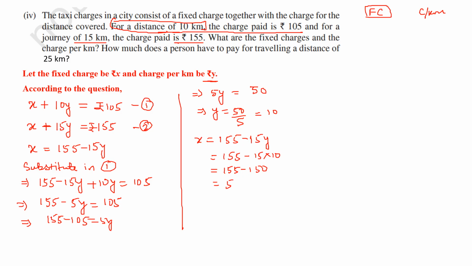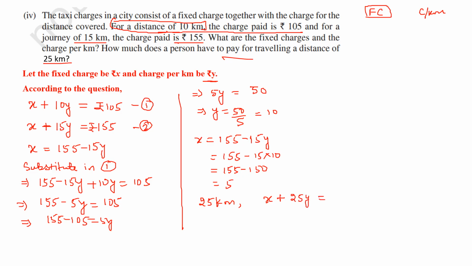So fixed charge is 5 rupees and charge per kilometer is 10 rupees. Now the question says you have to find how much a person has to pay for traveling a distance of 25 kilometers. So if he has to cover a distance of 25 kilometers, then also he has to pay a fixed charge, which is X, plus the charge for 25 kilometers. So 1 kilometer is Y rupees, 25 kilometers is 25 times Y.